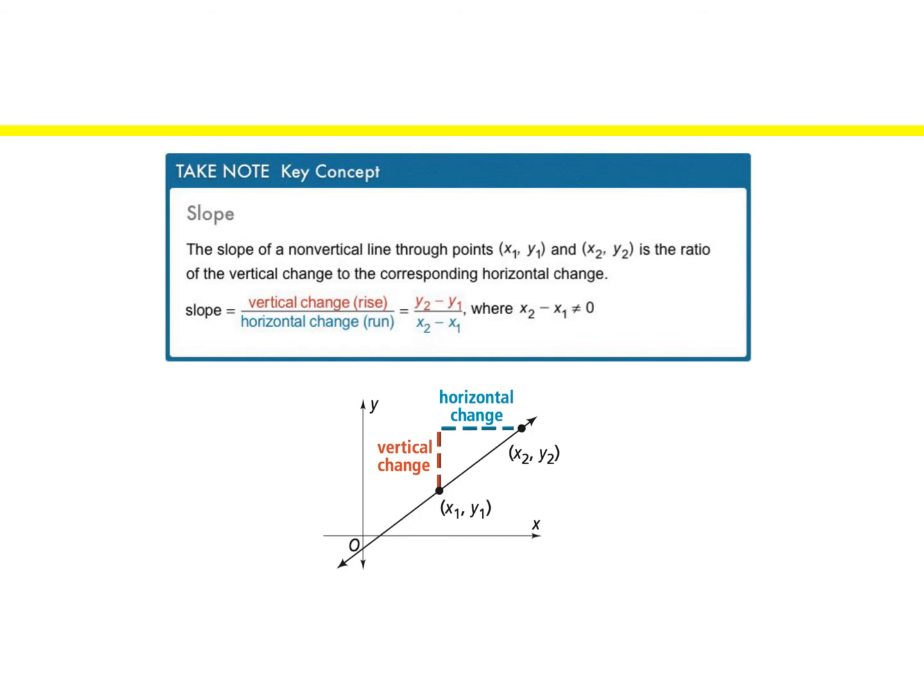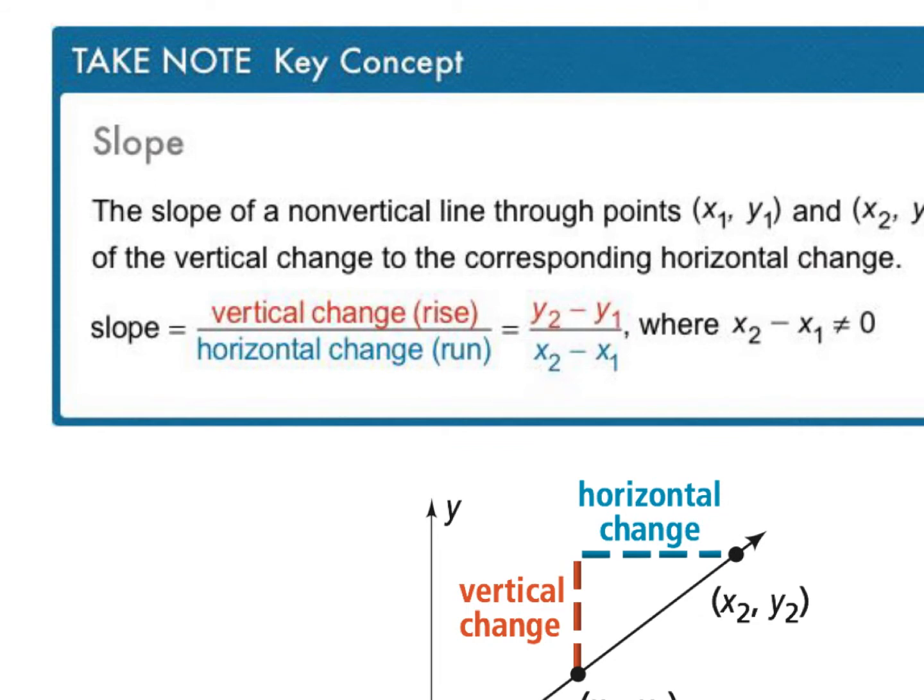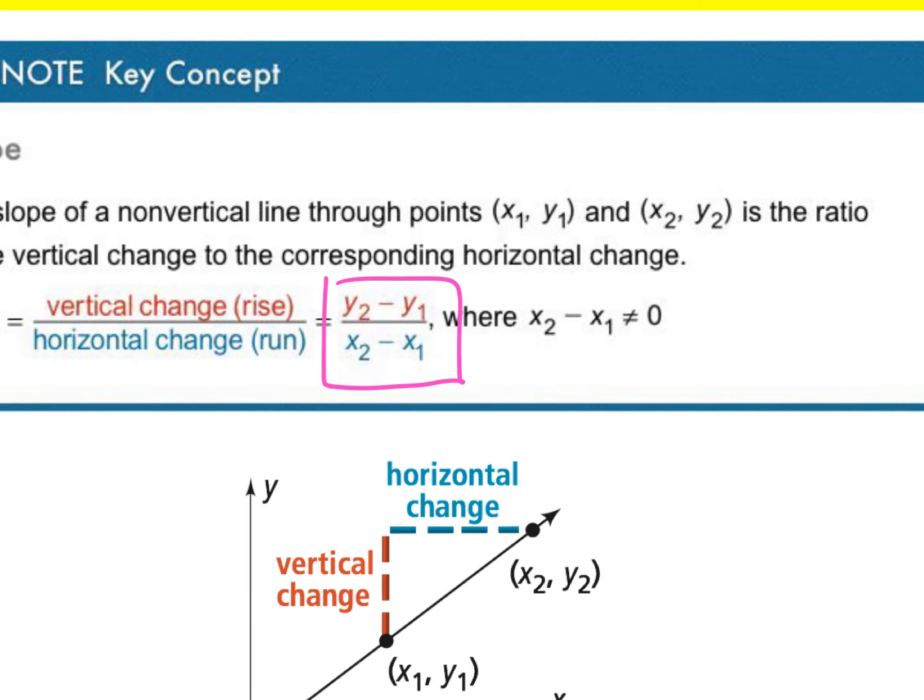So first thing we're going to look at is how to find the slope. The slope of a non-vertical line through two points is the ratio of the vertical change to the corresponding horizontal change. So it's the change in y's on top over the change in x's on the bottom. This is our slope formula: y2 minus y1 over x2 minus x1, and the y2, y1, x2, x1 come from your two points.